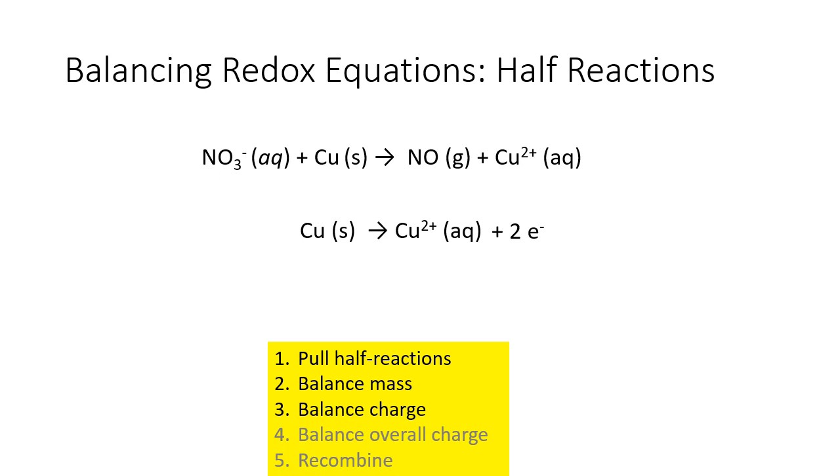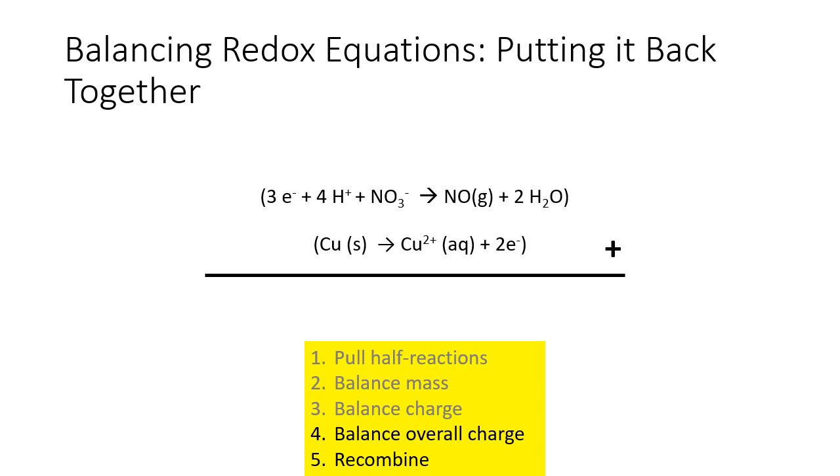At this point, we're going to go to steps 4 and 5 because we've done steps 1 through 3 for both of our half reactions. So we're going to balance for overall charge. We start with both our half reactions, look at the number of electrons on the left and the right. And since we need to get these to be equal, we realize that we need the smallest numbers in order to do that so that we don't have to go back and cancel things out.